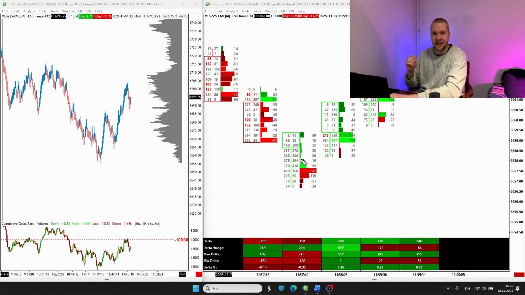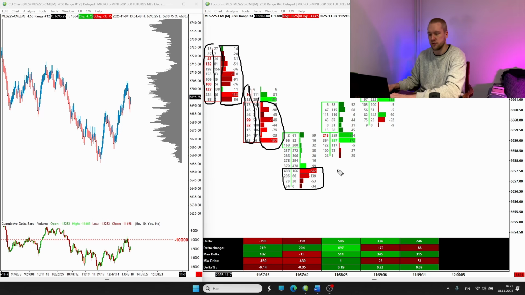So again, the clearest example of a reversal is when we have heavy absorption, and the same goes for this exact example here. We have lots and lots of selling, right? Lots and lots of selling again. And then we have this huge red delta here, and price just completely ignores all that and goes up.